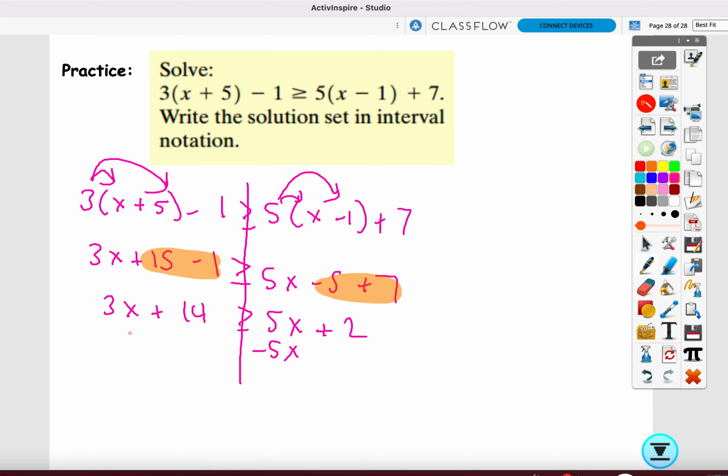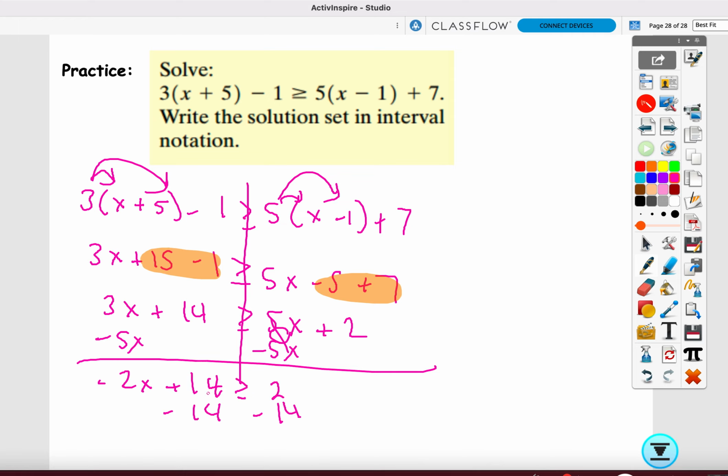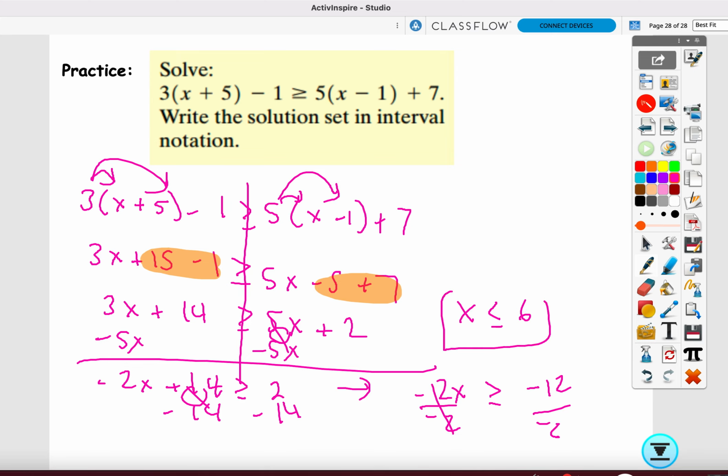Subtract 5x on both sides. So then we get negative 2x plus 14 is greater than or equal to 2. Subtract 14 on both sides. So then we get negative 2x is greater than or equal to negative 12. Divide both sides by negative 2. So then we get x is less than or equal to positive 6.